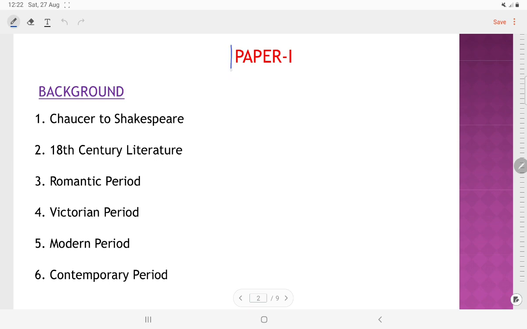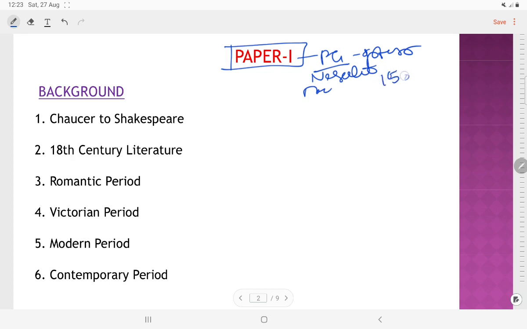So here is paper 1. It is your PG level paper. It is an optional paper. Here you have negative marking and the total marks is 150 marks. Please keep in mind 150 marks. So negative marking: 0.25 will be deducted for your 1 mark. So please keep in mind all those things.